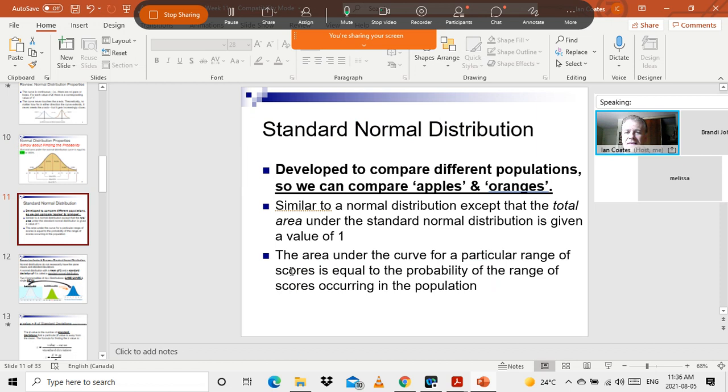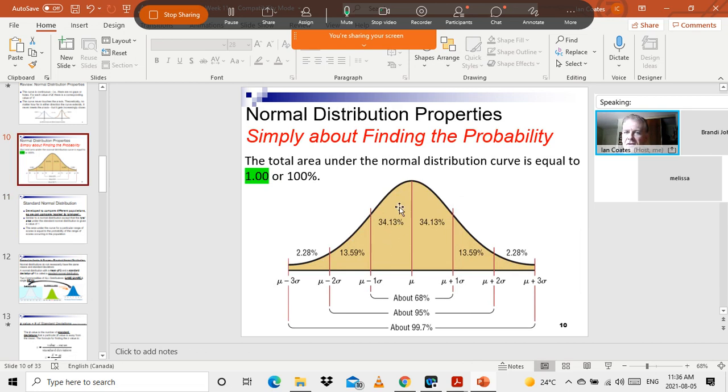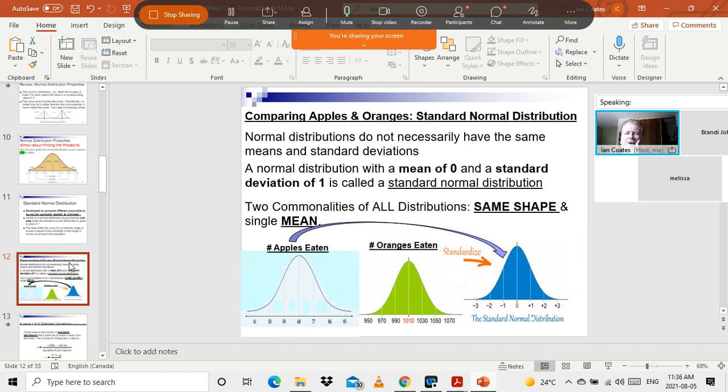And the area under the curve for a particular range is equal to the probability of that happening. That's all it is. The area under the curve is your probability. Now, let's have a look here. Comparing apples and oranges. What am I talking about here?